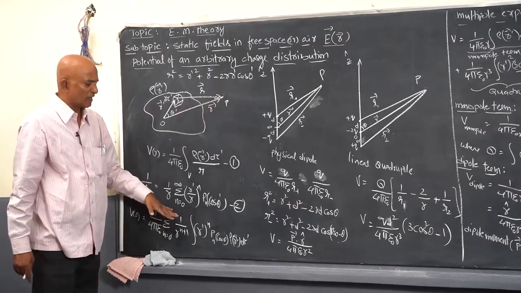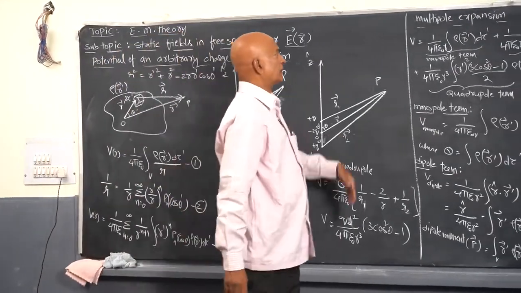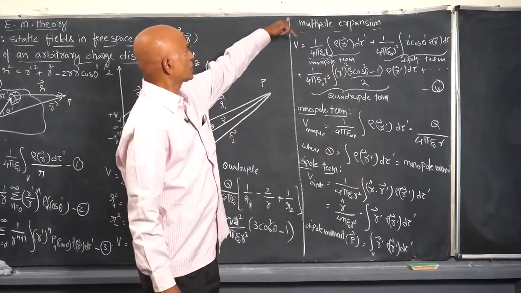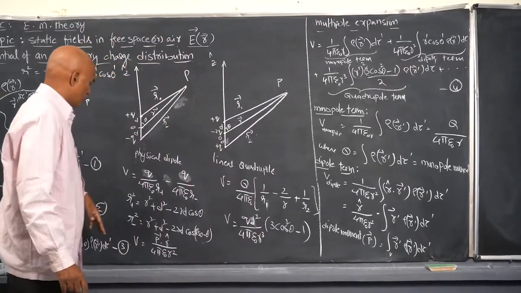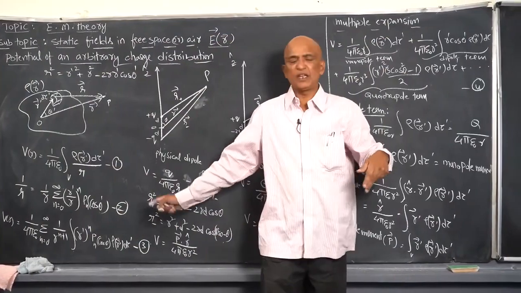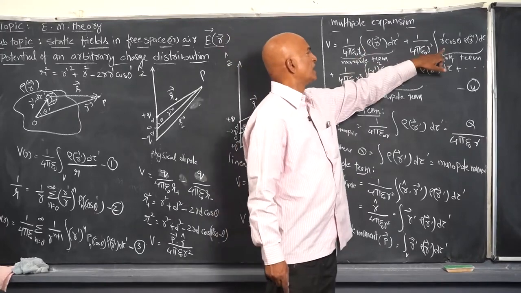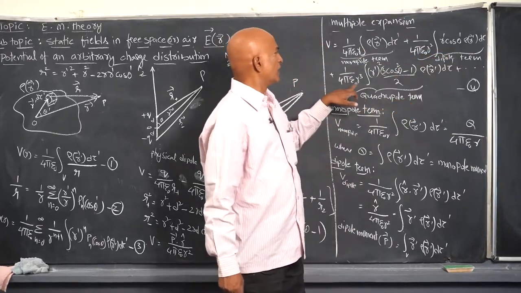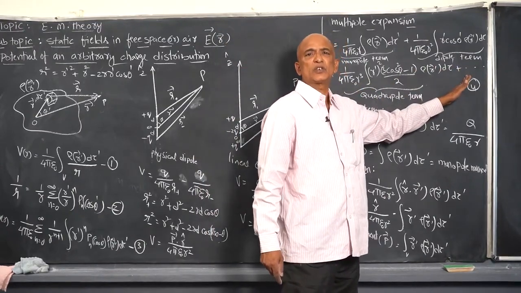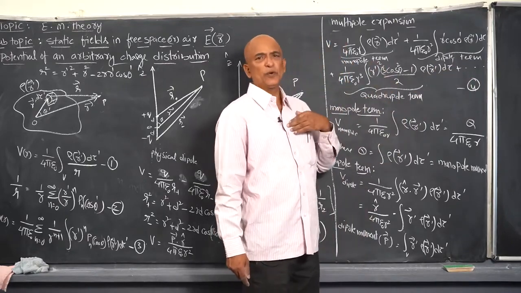In general, this series given by equation 3 can be expanded and written like this, which is called the multipole expansion, equation 4. When you put n is equal to 0 in equation 3, you get the first term, and when you put n is equal to 1, you get the second term. The first term is called the monopole term, and when n is equal to 1, it is called the dipole term. When n is equal to 2, it is called the quadrupole term. When n is equal to 3, the term is called the octupole term, and so on. Like this, we get a multipole expansion.